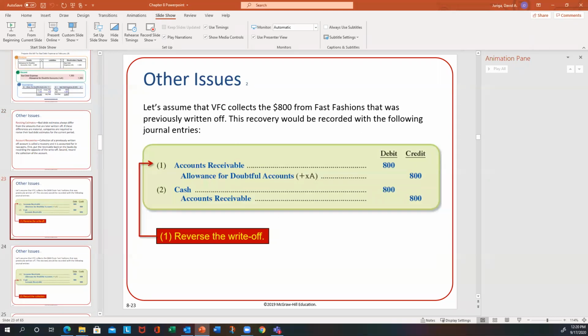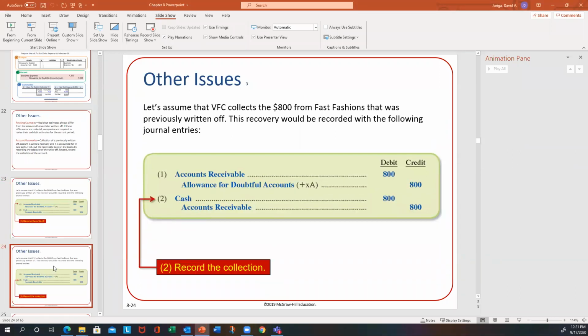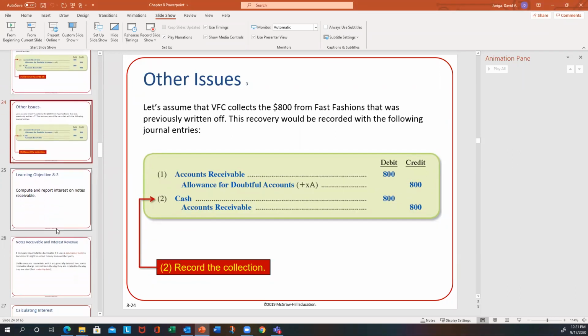So typically what you'd have to do is put that money back on the books by debiting accounts receivable and crediting the allowance, which reverses the write-off, and then simply debiting cash and crediting accounts receivable for the actual cash collection. So there's actually 2 entries that you have to do on this recovery. All right, I think I explained that one already.